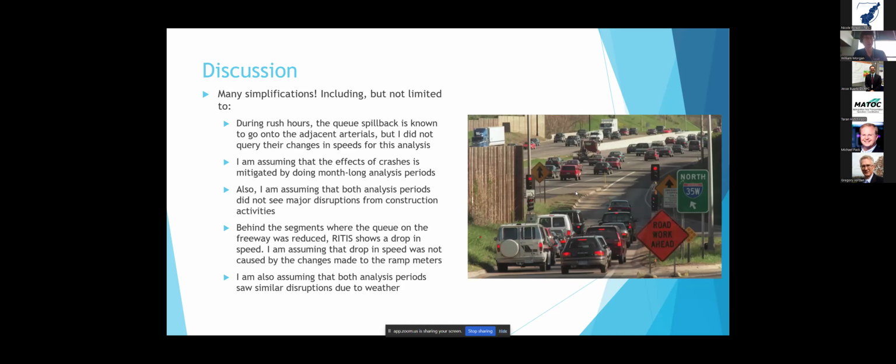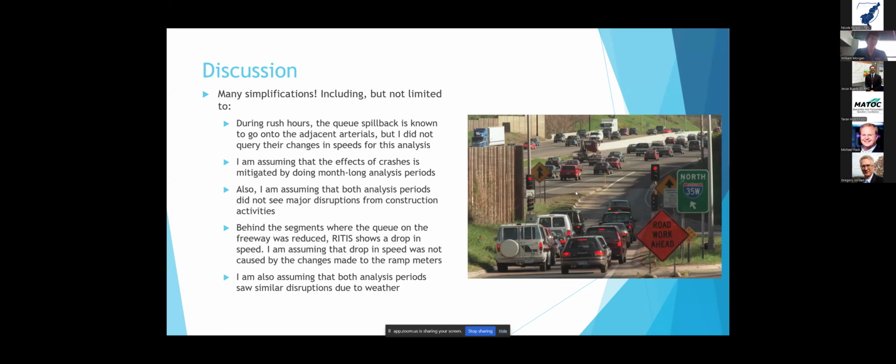However, there are a lot of simplifications in this analysis, so at least these are the ones that I thought of. During rush hours, the queue spillback is known to go onto the adjacent arterials, but I did not query their changes in speeds for this analysis, and so that may make the numbers look worse. And the reason that they spill back onto the arterials is because on the connector, we don't flush those ramps.